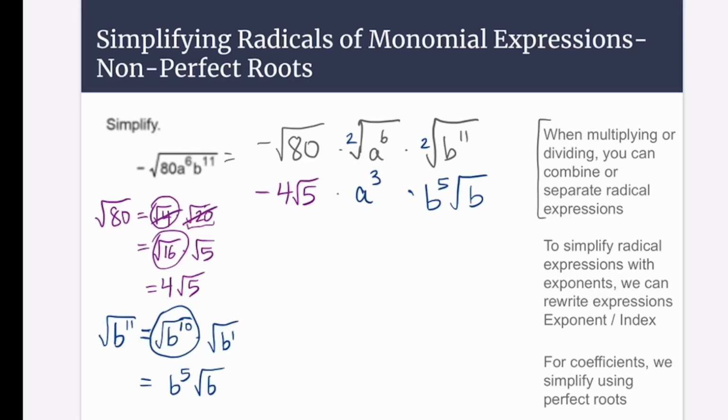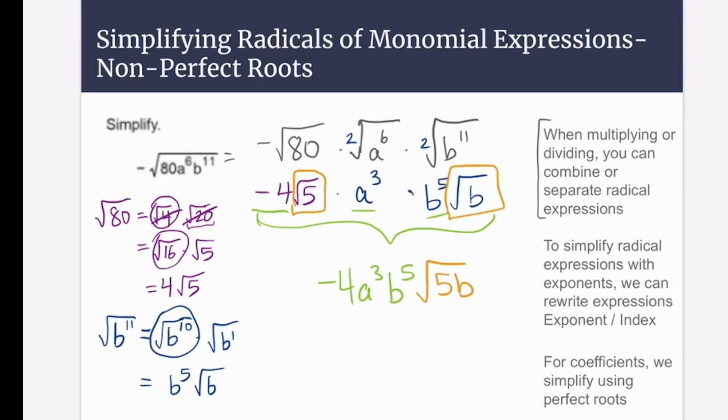One problem split up into 3 separate radicals, all simplified on their own, and now we have to put them all together. So outside the radical, we're going to have negative 4, a to the 3rd, b to the 5th. Inside the radical, we're going to have 5b. And that's how you would simplify these monomial expressions within the radical. So we'll do another one.